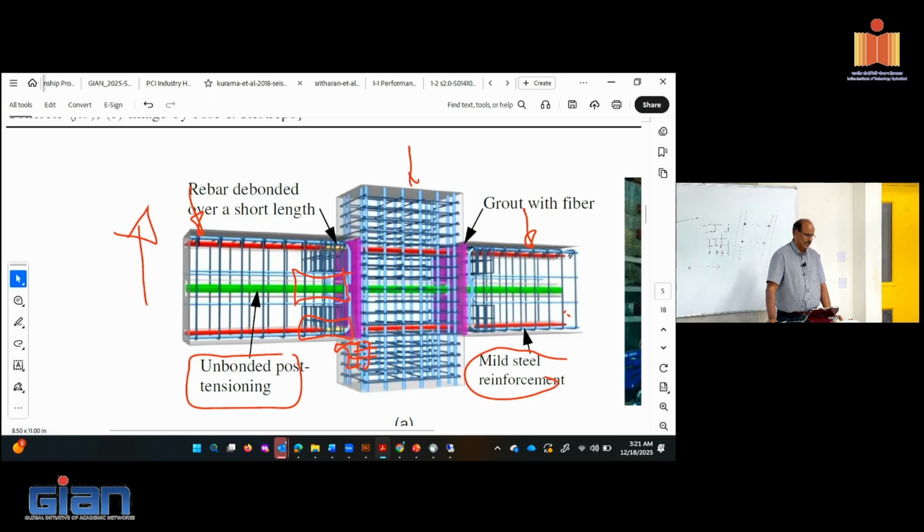So the advantages of this, what they call a hybrid connection, is that the unbonded post-tension promotes the self-centering behavior, like what you see for free rocking. But by putting the post-tensioning in the middle, it actually limits the amount of rotation. So that's where the controlled rocking concept comes in. So you're controlling how far it can rock.